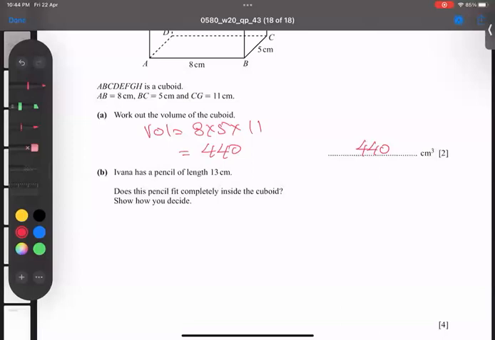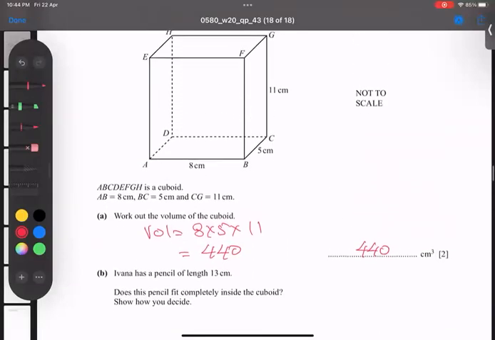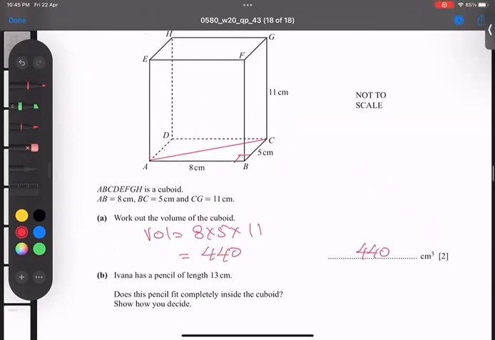Ivan has a pencil of length 13. Does the pencil fit inside the cuboid or not? Like, can I fit it like this, if this is a pencil? So I want to check whether the pencil comes inside or not. I think it is only possible to check using the diagonal. So how to get the diagonal? First of all, I will find this. This is a 90 degrees for sure. Okay. And I have two triangles here. One triangle I'm going to show you, this triangle. Wait a minute.